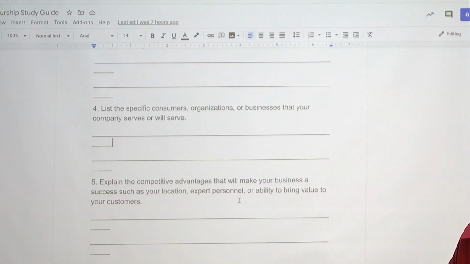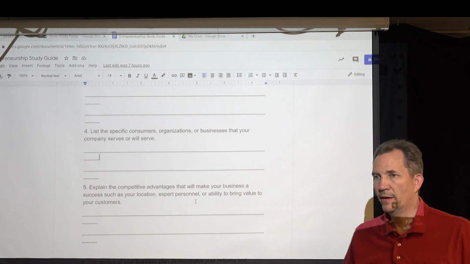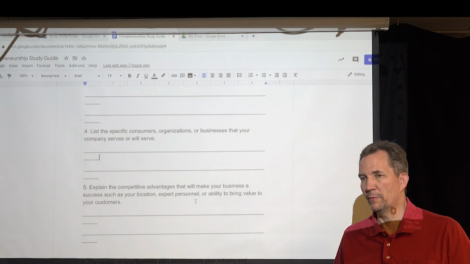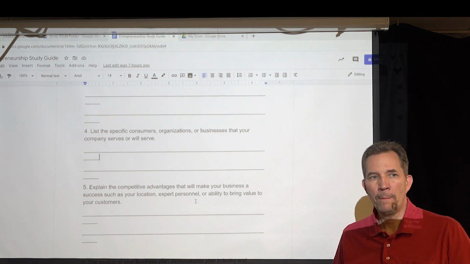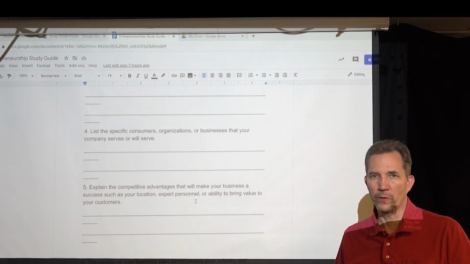Number 5, explain the competitive advantages that will make your business a success, such as your location, expert personnel, or ability to bring value to your customers. McDonald's has always been about location. I think you've heard that. I think it was Ray Kroc himself, the founder. Well, they call him the founder, but he wasn't the original McDonald's brothers. But the founder of McDonald's realized at one point that he doesn't sell hamburgers. He's in the real estate business.